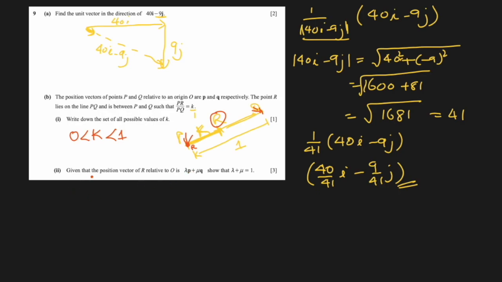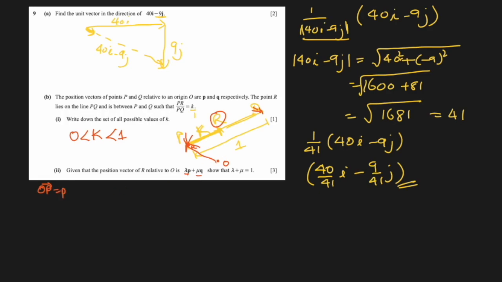What about the second one? Given that the position vector of R relative to O is lambda p plus mu q, show that lambda plus mu is equal to 1. And this is the position vector, right? This one. So look, suppose O is here. It is always with respect to the origin, correct? So this vector OP, let's write here, OP is p.